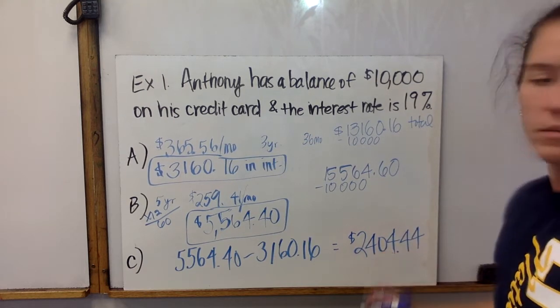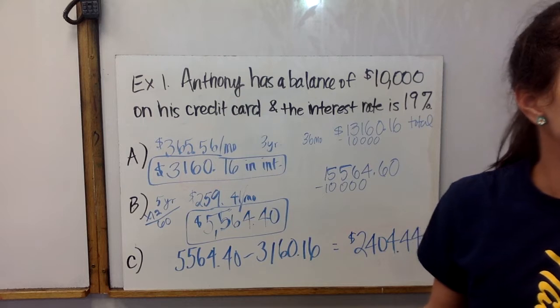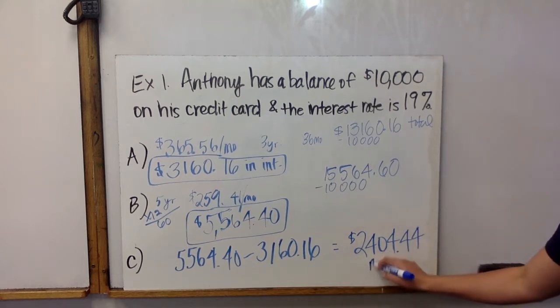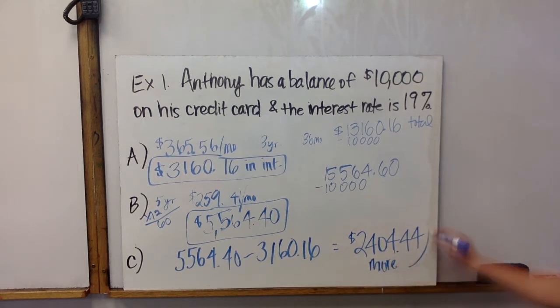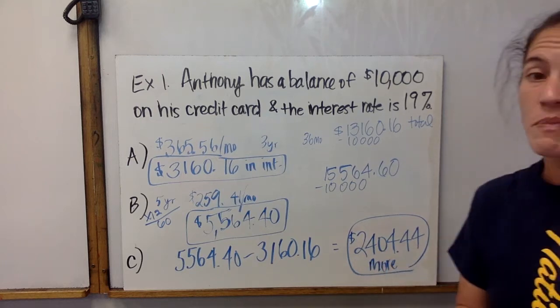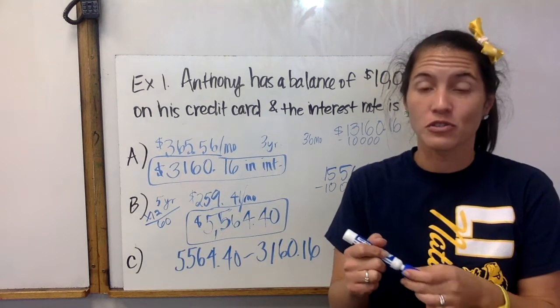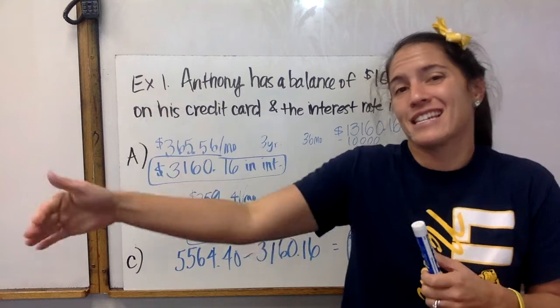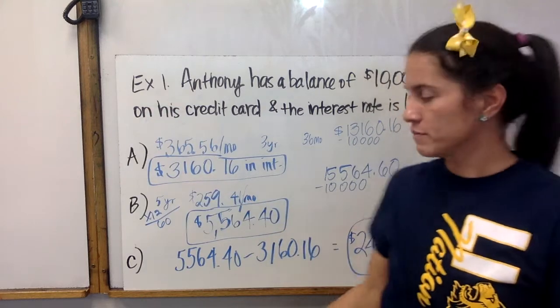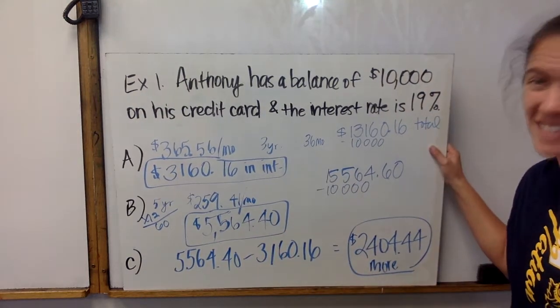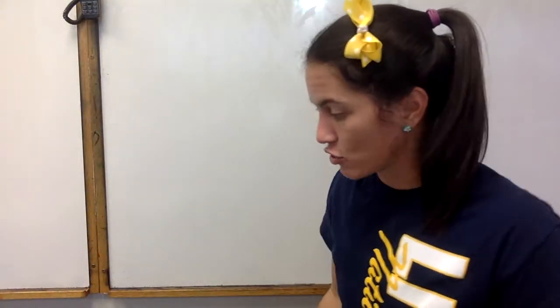$2,404.44. What's the question? How much more did he have to pay? So he had to pay this much more in interest. So he had to pay almost $2,500 more in interest, extending that loan for 2 more years. So that's how credit cards make their money: they charge ridiculous interest rates, and you pay it back.